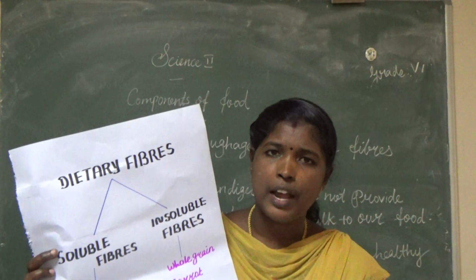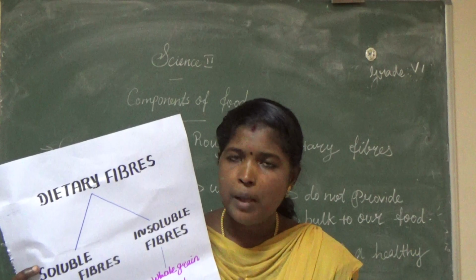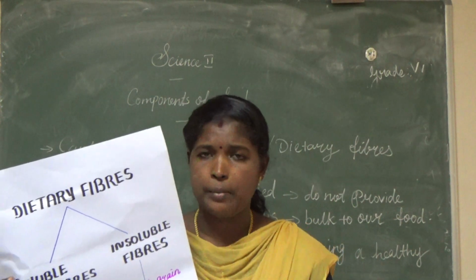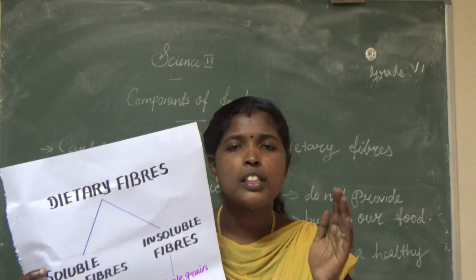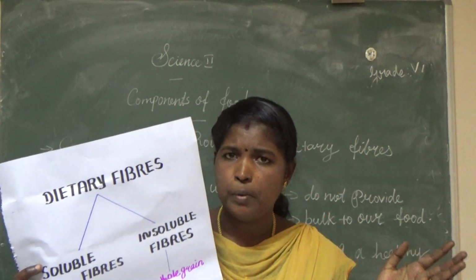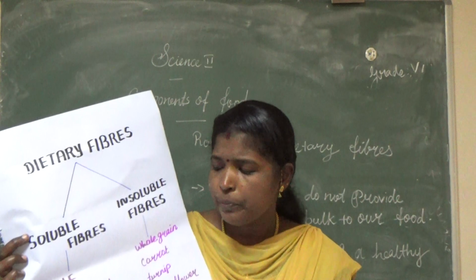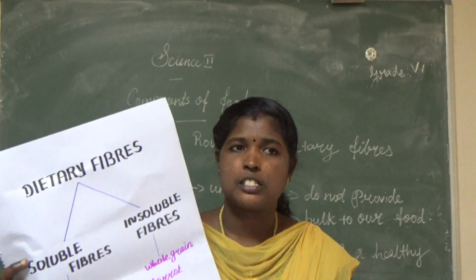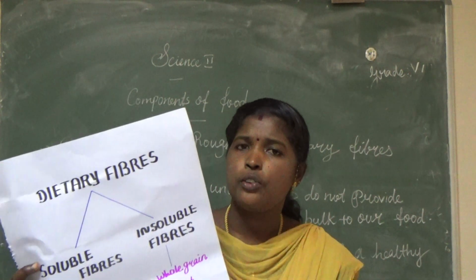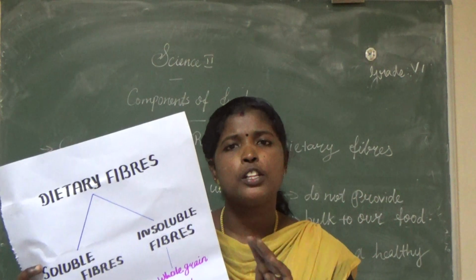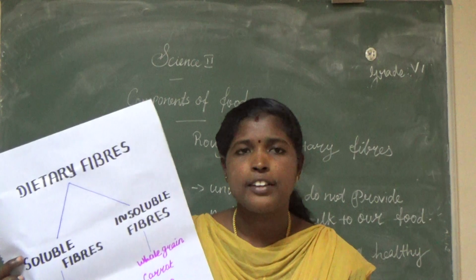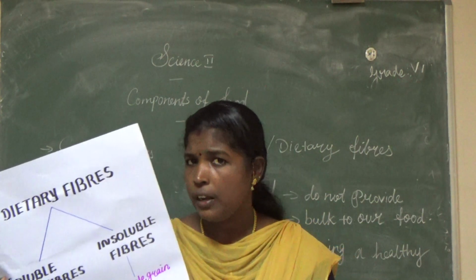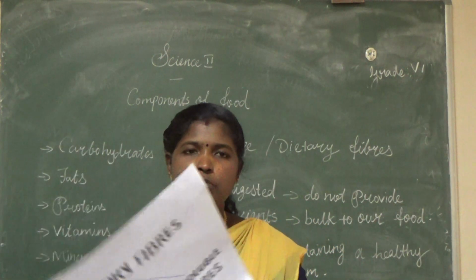What are the types of dietary fibers? Soluble fibers and insoluble fibers. The soluble fibers are soluble in water. The food sources containing soluble fibers are apple, strawberry, peach and rice. Insoluble fibers are not soluble in water. The food sources containing insoluble fibers are whole grain, carrot, turnip and cauliflower. Clear?